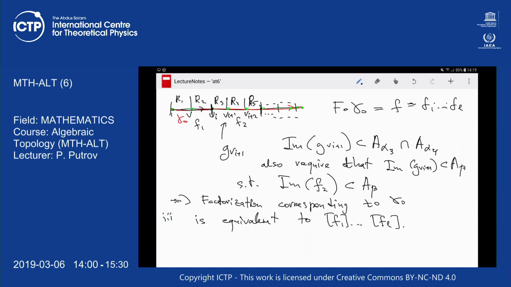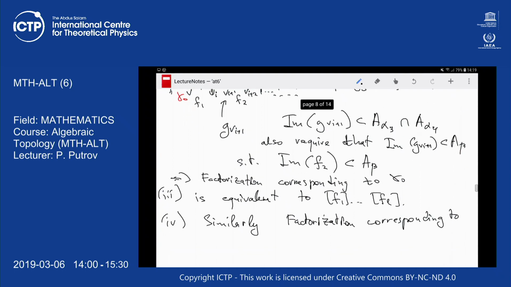So this is the third fact that we need, and similarly the factorization corresponding to the last path, which is gamma mn, is equivalent to F1 prime.